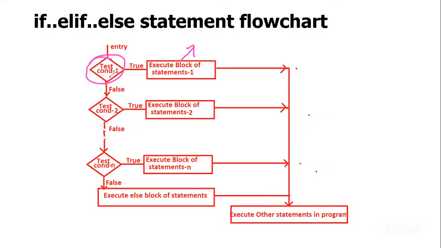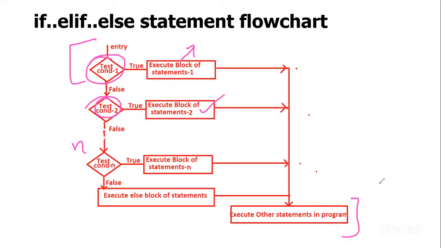What if this condition is not returning true? If it is returning false, it goes and checks for condition 2. As we have n different conditions, it checks until it finds a condition that returns true. Accordingly, the respective block of statements will be executed, and it also executes other statements in the program. This is how the flow, the journey of the if, elif, else statement works.